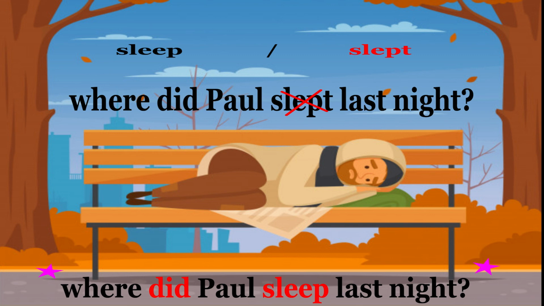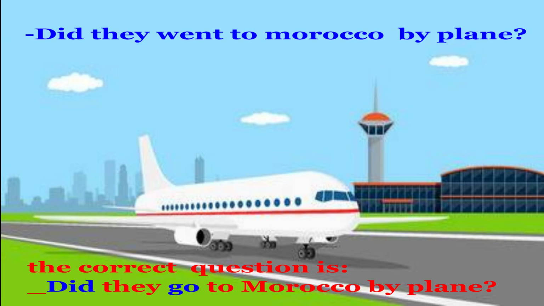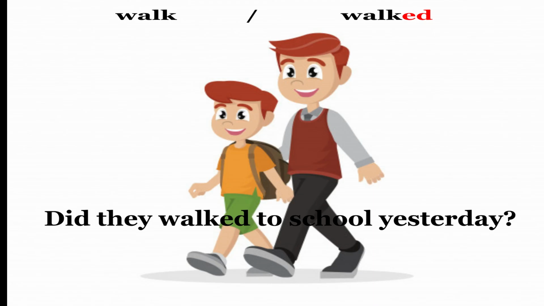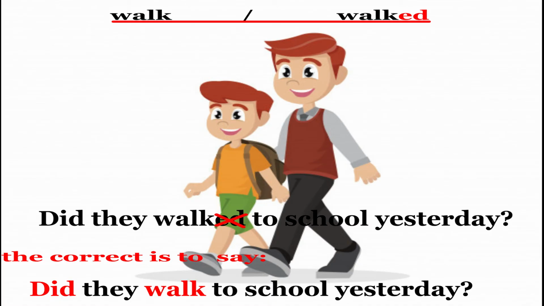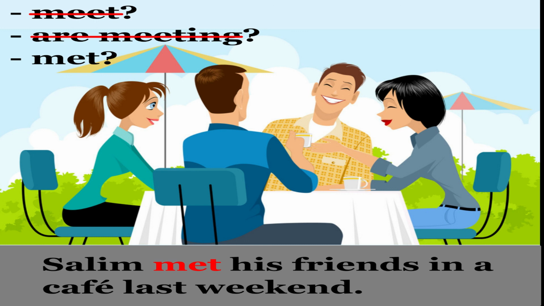What about this one? Did they went to Morocco by plane? The correct question is did they go to Morocco by plane? Now what about this one? Did they walked to school yesterday? So did they walk is the right form. What about this one? So the right answer is Salim met his friends in a cafe.